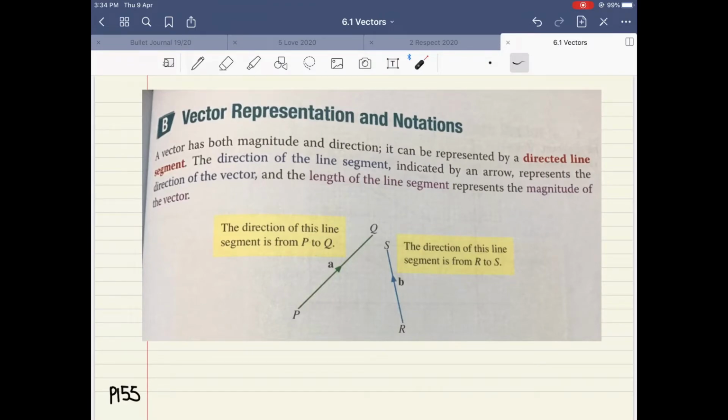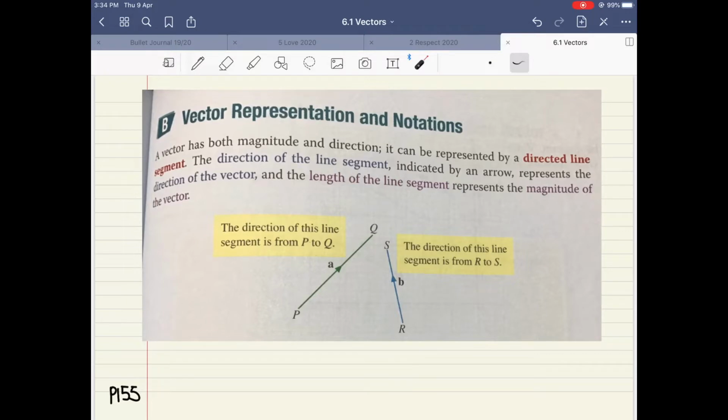How do we represent a vector? Since a vector has both magnitude and direction, it can be represented by a line. Notice there's the word here that says directed line. The directed line segment is indicated by an arrow. It represents the direction of the vector. So if you take a look here at PQ, the vector starts from P, it ends at Q. And there is actually an arrow here to show the direction of the vector itself. The length of the line segment represents the magnitude of the vector.